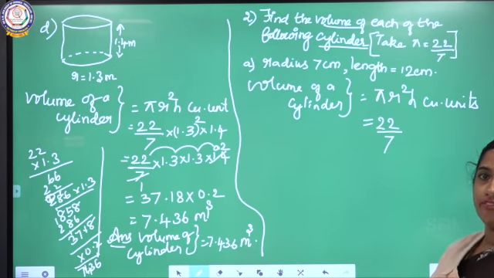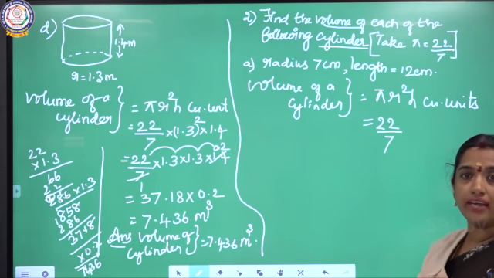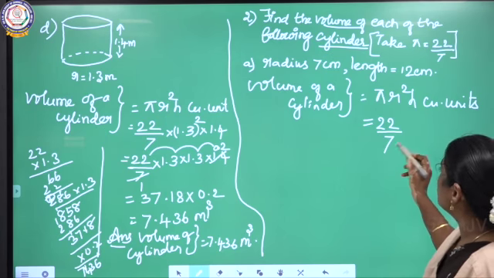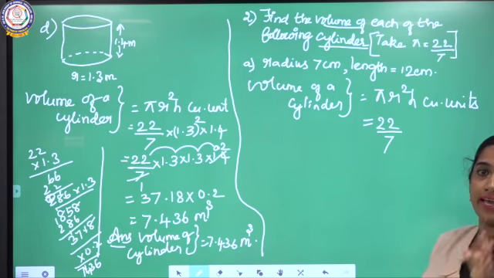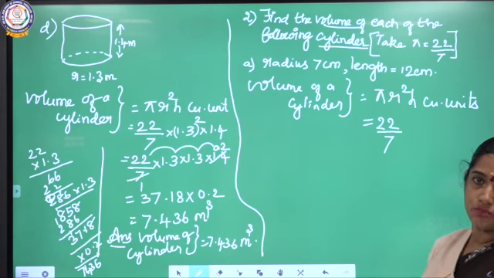So 3.14. And this 22 by 7 is an improper fraction. I can write that as a mixed fraction. So the answer is what? 3 1 by 7 also I can write. So pi has 3 values. What is given in the question, I am going to substitute here.